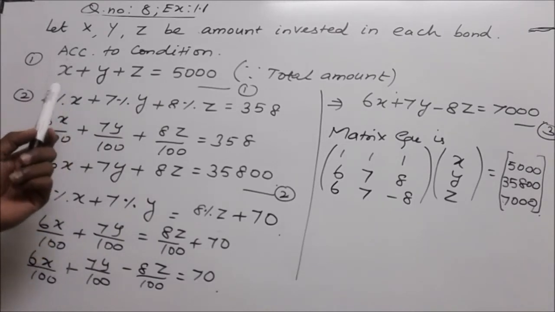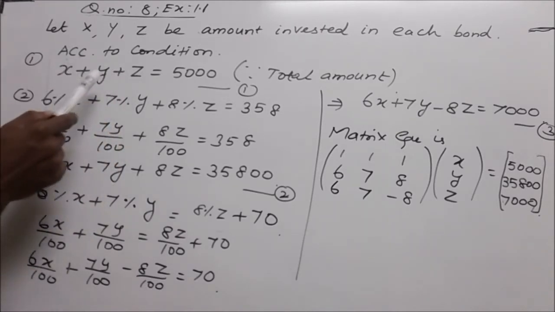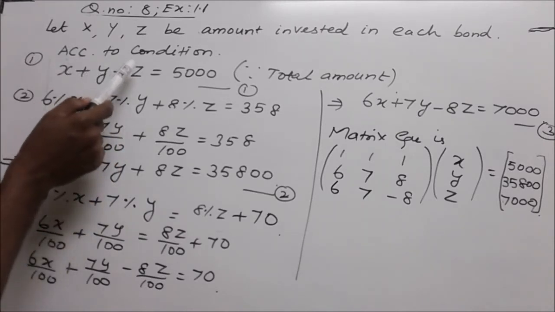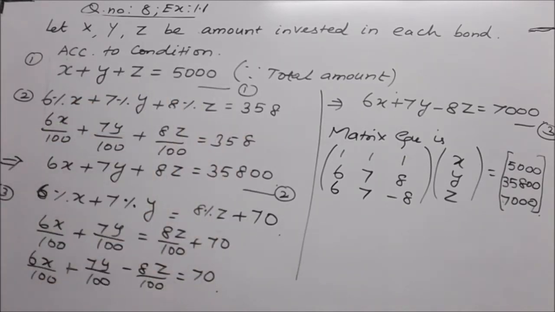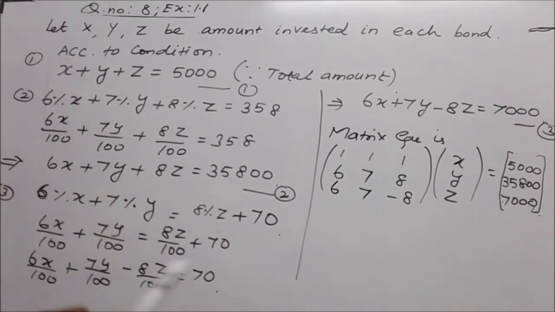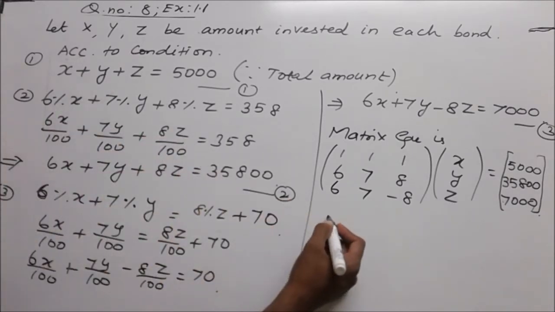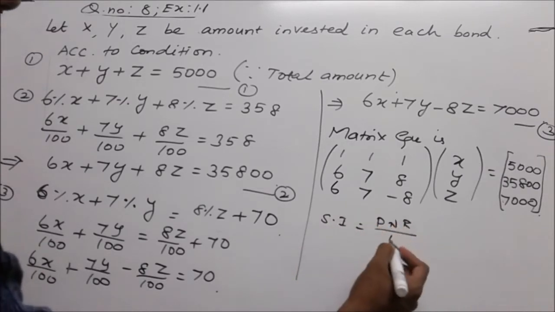Calculating the simple interest for each bond, 6% of X, 7% of Y and 8% of Z totally yields the interest of 358. Then 6% of X means 6 by 100 X. That means 6% here, all are annual rates, therefore N is taken as 1. In this case, simple interest is equal to PNR by 100.